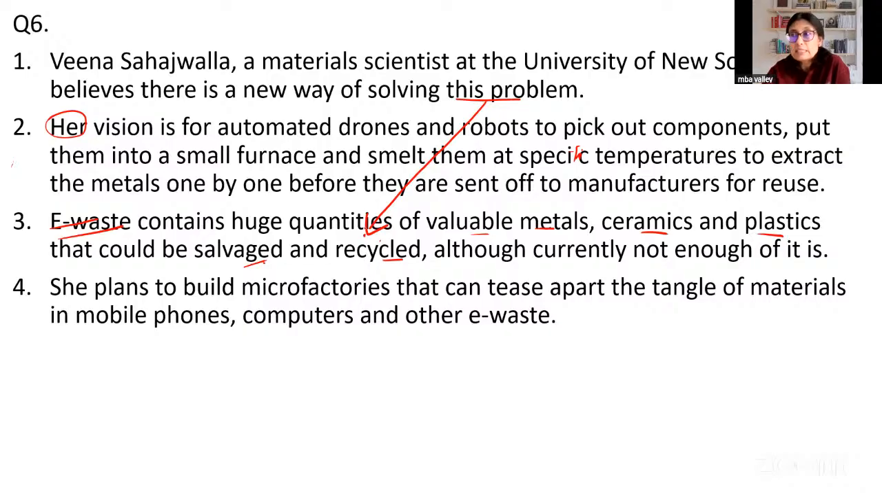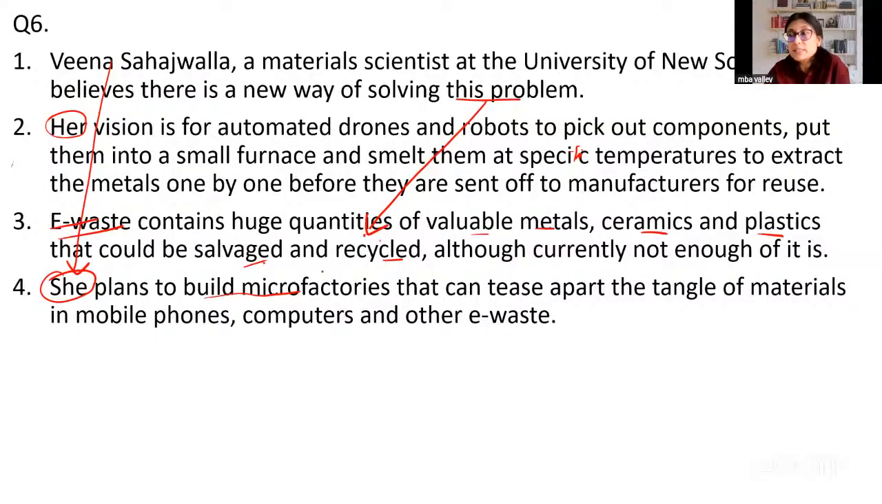Then sentence number 4. Sentence number 4 says she plans to build microfactories that can tease apart the tangled materials. This logically follows. Who is she? She is for whom? Use the noun pronoun antecedent approach. Who is she referring to? Veena Sehajwala. Right? It introduces the solution framework. What is the solution framework? That she wants to build microfactories.